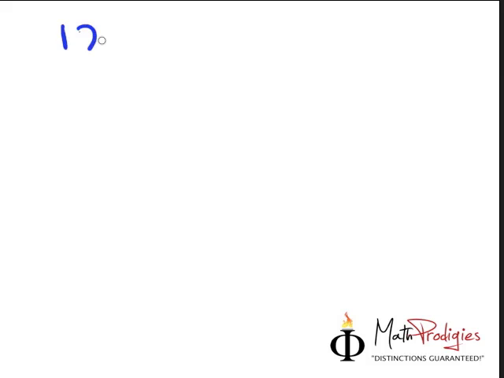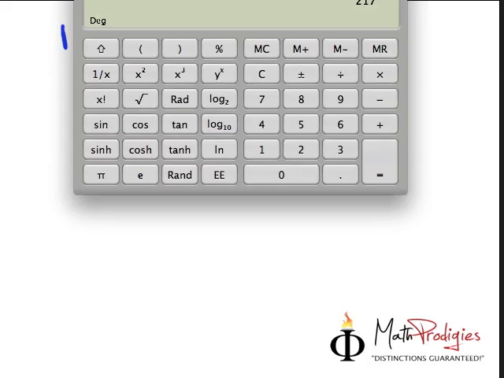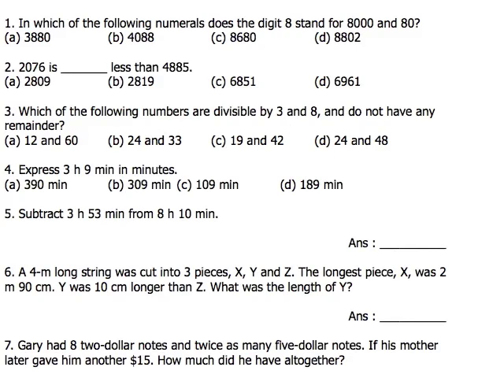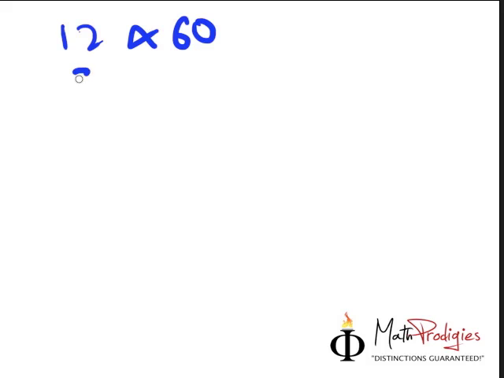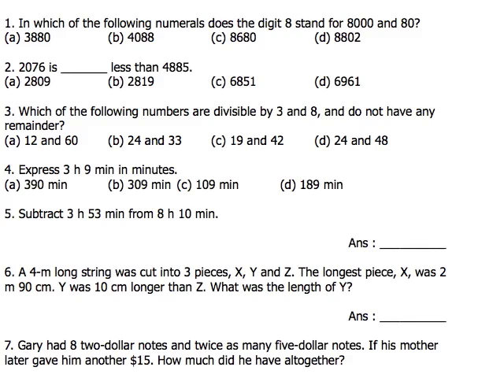Okay, can it be divided by 12 and 60? Can it be divided by, what's the question again? 3 and 8. Can 12 be divided by 3? Yes, it can. Divide by 3, you get 4. Divide by 8, can or not? Cannot. So that means the first answer is definitely wrong already. Move on to part B. 24 and 33.